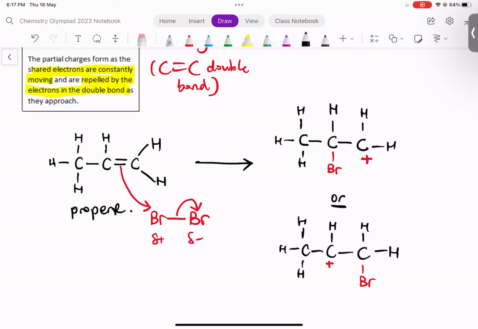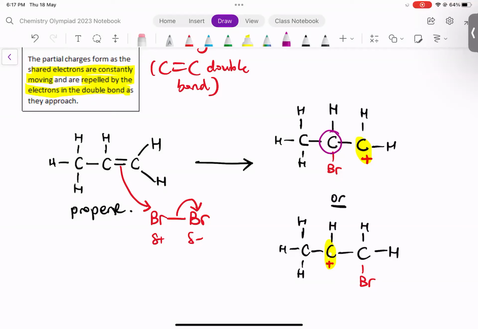Right? And these two clearly are not exactly the same. Now, these are both carbocations. However, if you focus on where the plus charge is, the plus charge is not in the same place. So these are given slightly different names. If you notice, this plus charge has one carbon next to it.